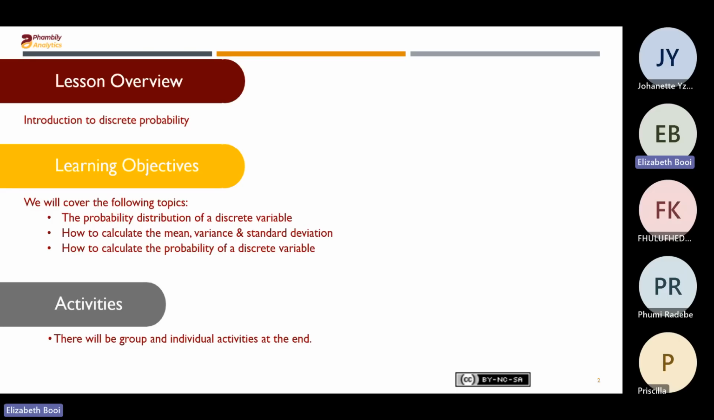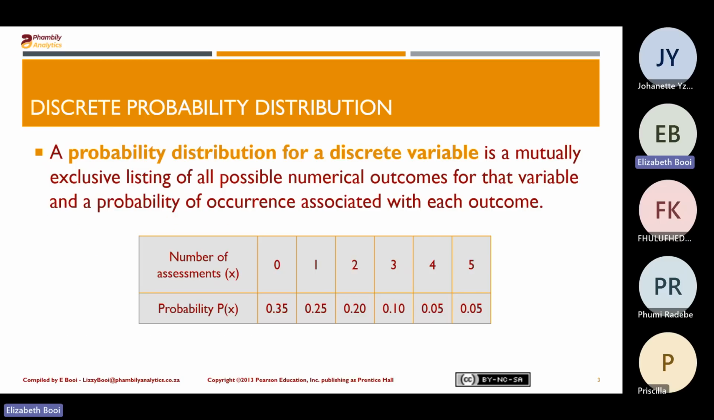By the end of the session today, you should learn what the basic properties of a discrete probability distribution are, how to calculate some of the properties like your mean, your variance, and your standard deviation, and how to find the probability of a discrete variable. Then we'll do a lot of other activities at the end.